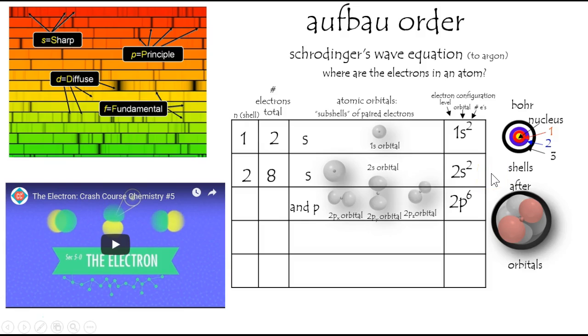Let's go all the way out to argon. We need to go now out to the third shell, which begins with the 3s orbital, so that will be 3s2, and I believe we're now at magnesium. We go out 6 more, and just like for the second shell, there are 3 P subgroups. 3p sub x, y, and z. The electron configuration of argon is 1s2, 2s2, 2p6, 3s2, 3p6. This is the Aufbau order.